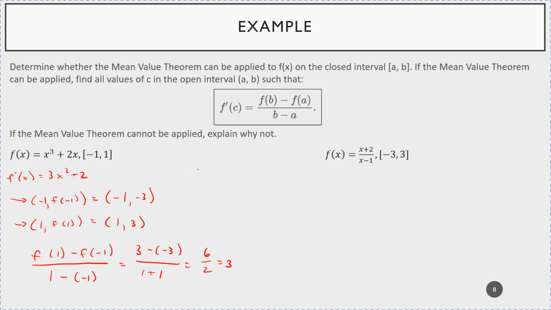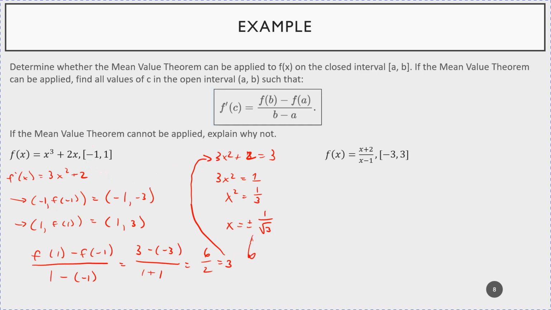So I'm going to take my derivative, 3x squared plus 2, and set it equal to 3 here. I'm going to subtract 2 over, divide by 3, and take the square root to solve. And it turns out you get 2 solutions here. You get plus 1 over the square root of 3 and minus 1 over the square root of 3. And both of those are in the interval here. So yes, it actually occurred twice.